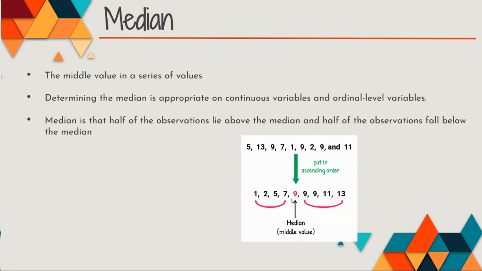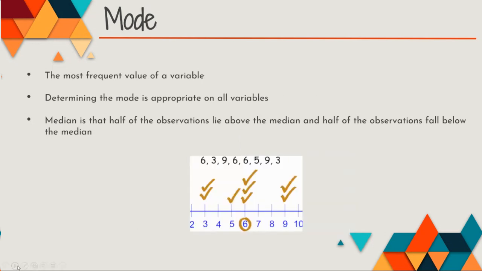And this is appropriate when you're utilizing variables that are continuous, so continuous and ordinal level variables. So I think about things like a scale, or what a student's assessment score would be on a pre-test or a post-test. That would be a great way to utilize the median statistic. So as I say here on the third bullet, the median is that half of the observations lie above the median and half of the observations fall below the median. So essentially in a median, you're looking for the midpoint.